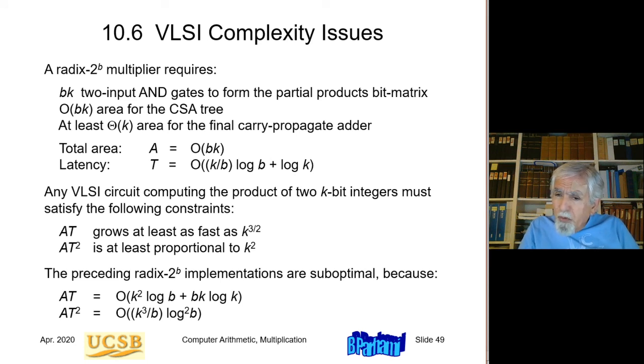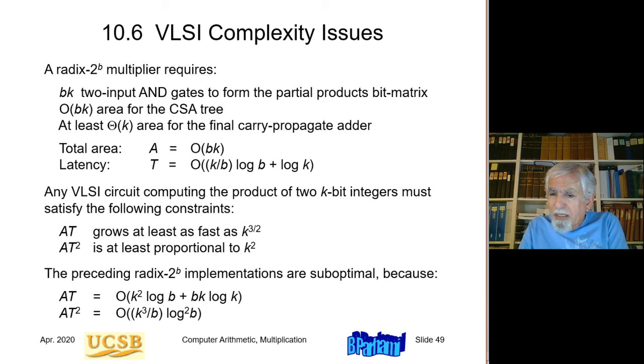And then AT squared, again take the two expressions up there, multiply A by the square of T, you get order K cubed divided by B times log squared B. Again, remember, B is much smaller than K in high-radix multipliers. So K cubed divided by B is more than K squared. And besides, we have that log squared B. Okay, so these multipliers do not get close to those absolute lower bounds.